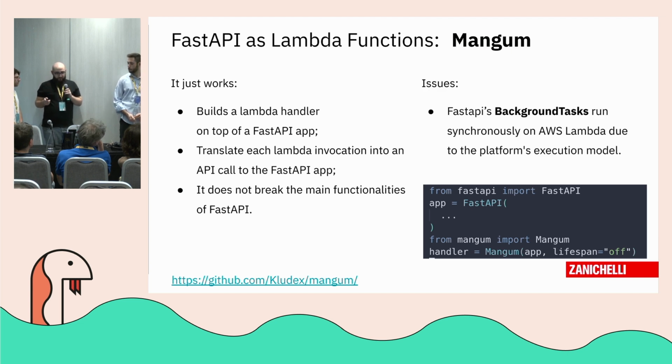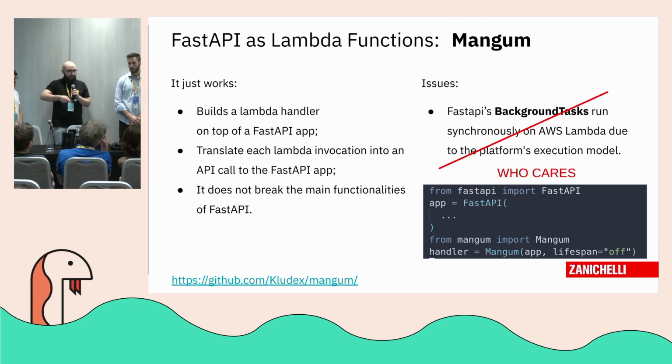Obviously, there are some drawbacks. The main one is that it cannot handle background tasks asynchronously, since by definition, a Lambda is a function which starts and returns a value, and it cannot continue running in background. But as we said, we already managed this problem by using Fargate.